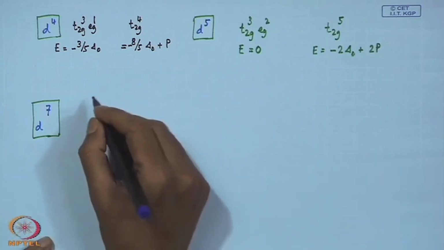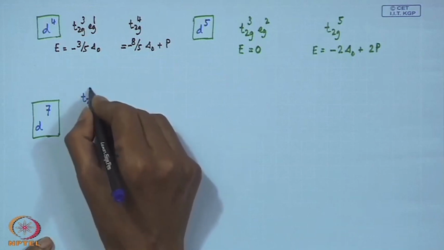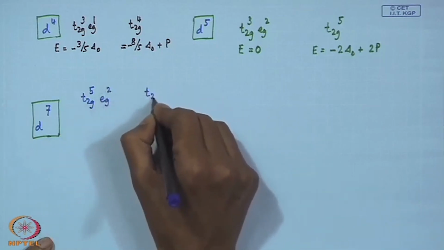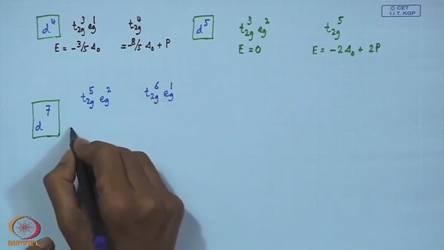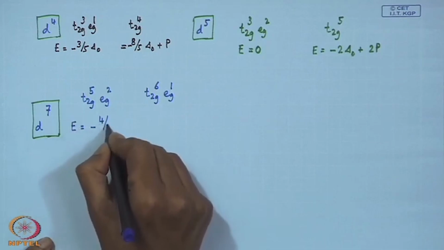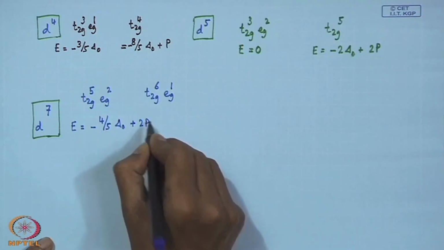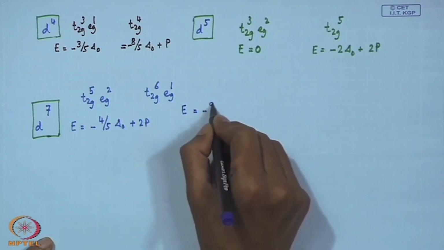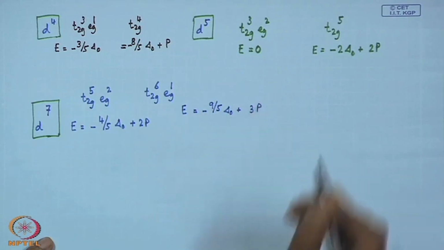And for the D7 situation, we have T2G5 EG2 and T2G6 EG1, and in the former case E is equal to minus 4/5 delta O plus 2P, and in the latter case it is equal to minus 9/5 delta O plus 3P.